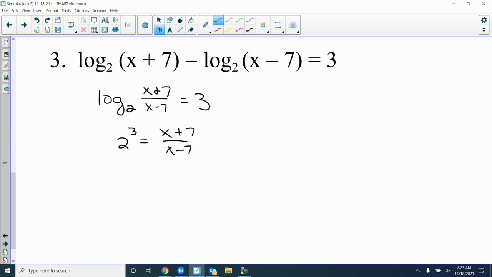Now, every problem's a little bit different in how you solve it. The last one, we ended up with a quadratic. We had to factor it. We're not going to end up with a quadratic here. 2 cubed is 8.